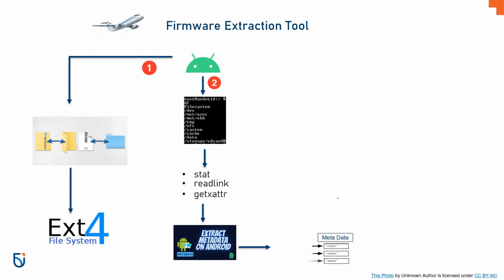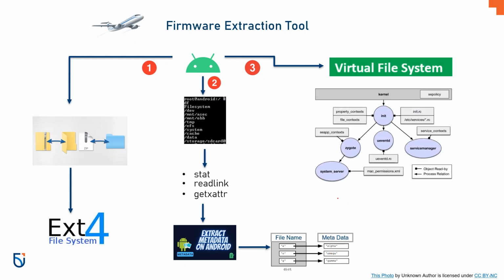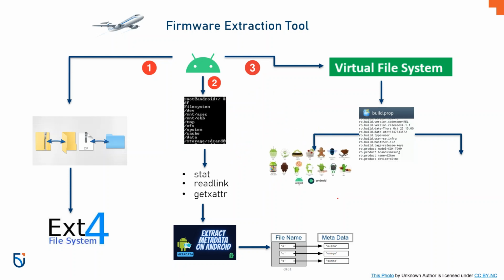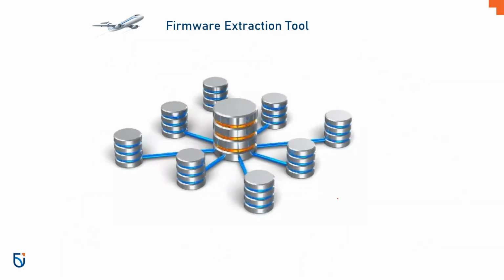Then, using the virtual system, the author extracts every file including the build.prop file. So all the files in this image, as well as the build.prop, which encompasses metadata such as Android versions and hardware configurations. Finally, all these extracted raw files are stored in an image-specific database for further processing.